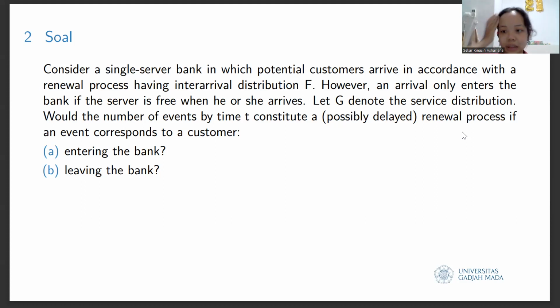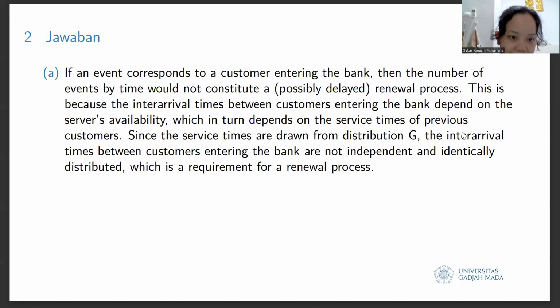Okay, so we will take a look at question A first. Would the number of events by time t constitute a possibly delayed renewal process if an event corresponds to a customer entering the bank? So if an event corresponds to a customer entering the bank, notice that the inter-arrival times between customers entering the bank depend on the server's availability, in which the server's availability depends on the service time of the previous customers. So the service times are drawn from distribution G.